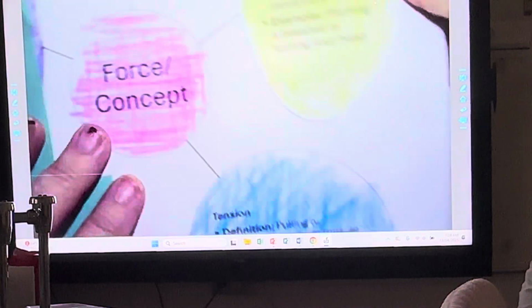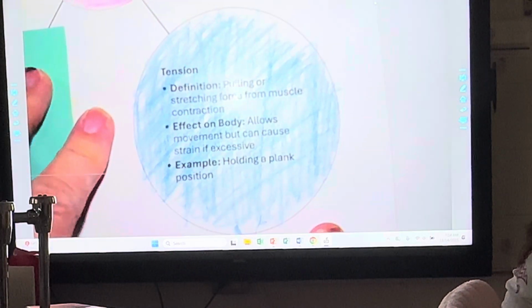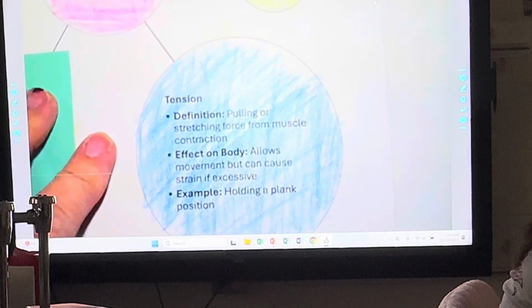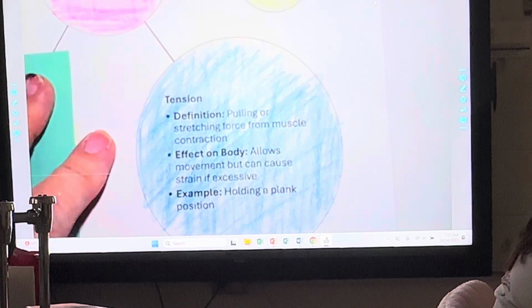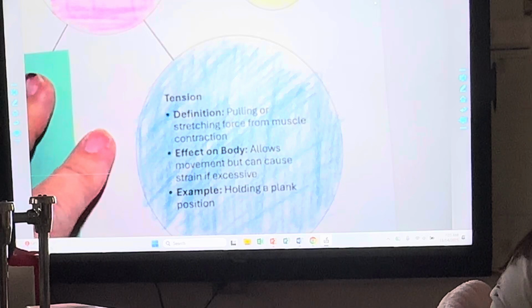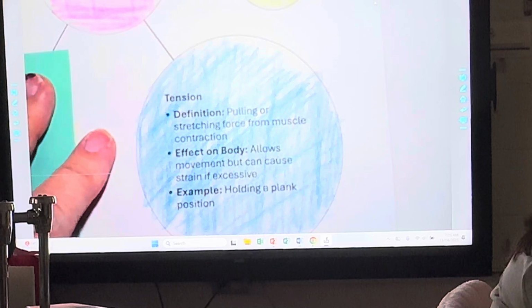Then we're going to move downwards and we're going to go into tension. The idea of tension is this is a pulling or stretching force from muscle contraction. So as you contract the muscle, you're going to feel more strain if you're doing this excessively. And that's one of the things when they have you lifting weights, when you're trying to build that muscle and that muscle strength, is they have you push to a certain point, but they don't want you to push beyond a point because they don't want to actually cause damage, but they want to push it just enough that you're basically challenging that muscle to help build it.